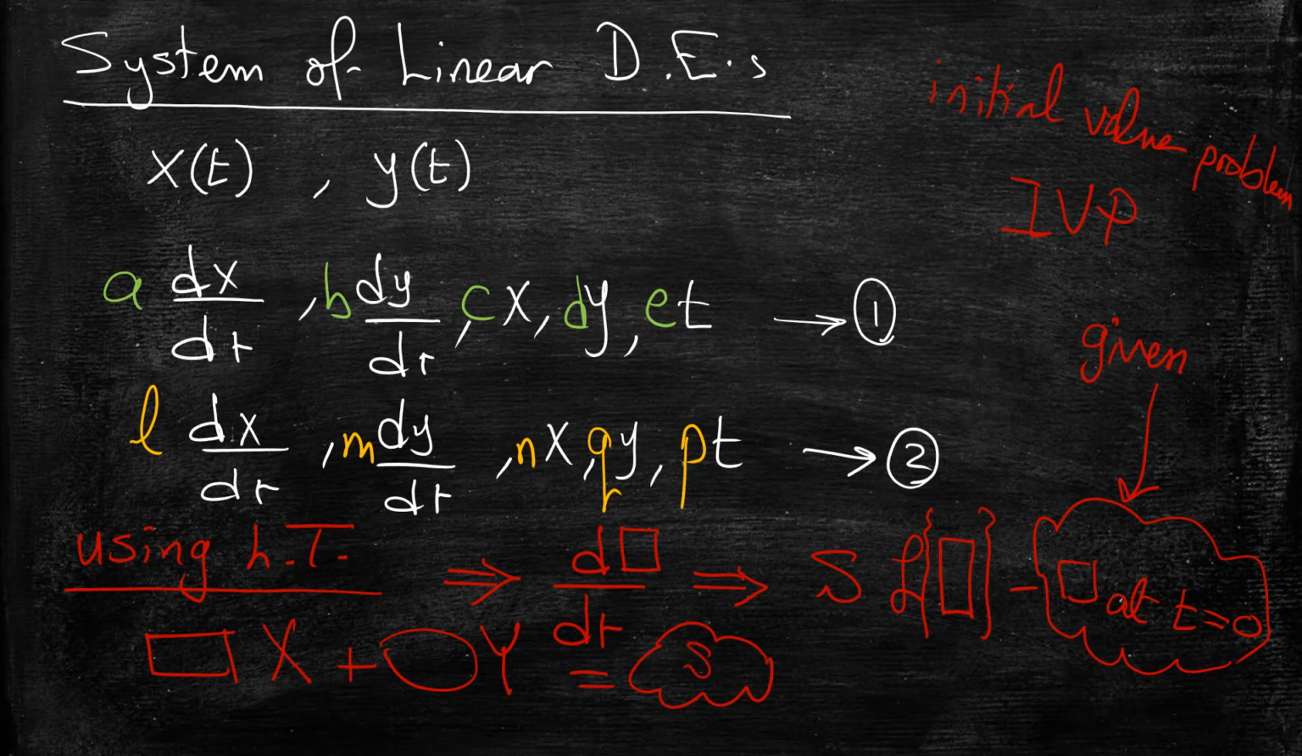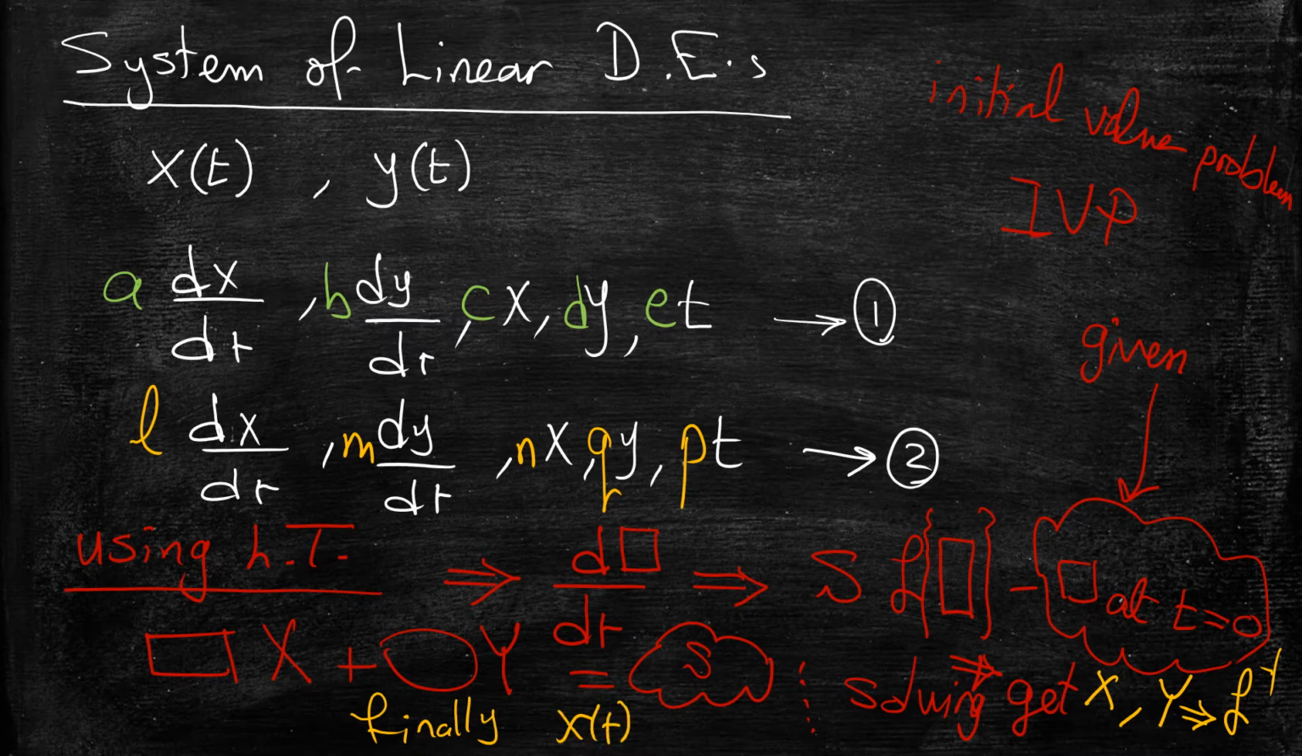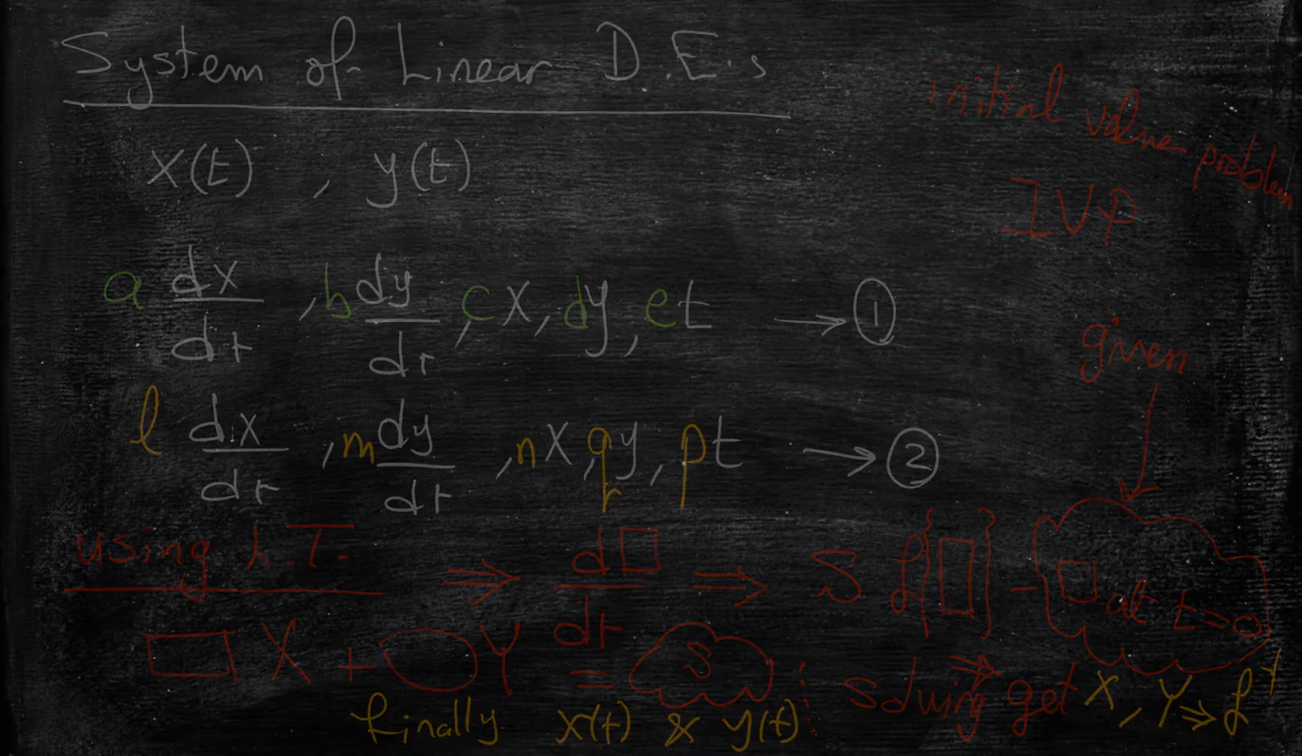We have multiple of these equations. Solving them, we get our values, x and y. Taking the Laplace inverse, we finally get x as a function of t and y as a function of t. So with this brief introduction, let's move on to some real examples.